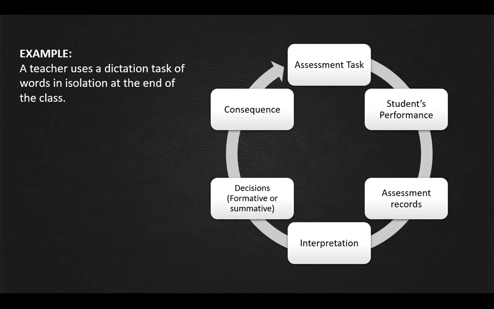The step number 3 is assessment records. It is the number of correct answers of the students. For this example, let's say that most of the students had bad grades. Now it is time to interpret those records. As most of them got bad grades, we will say that their mastery of the vocabulary of the lesson is low, is bad.